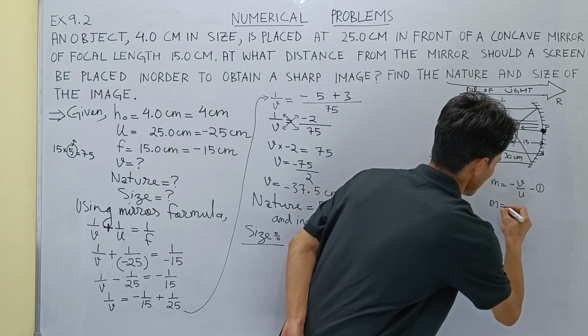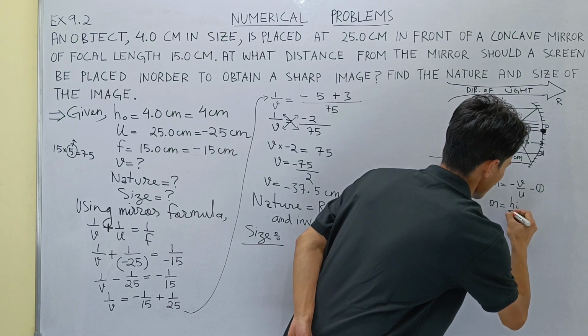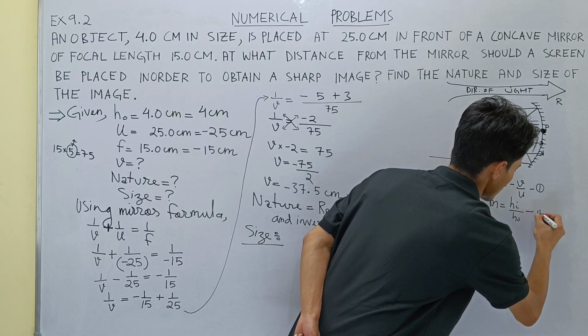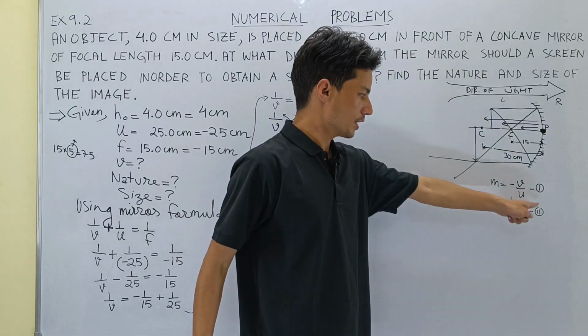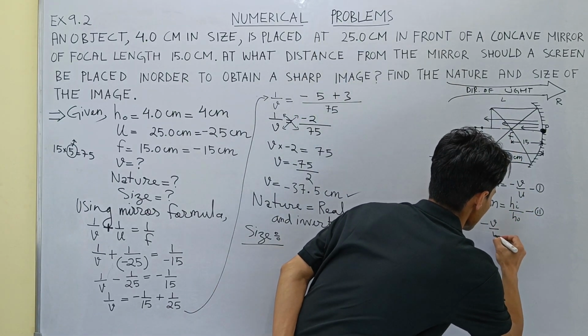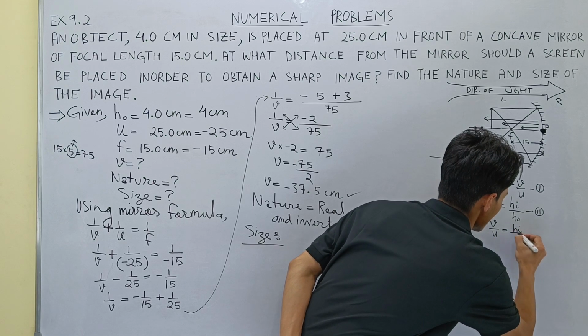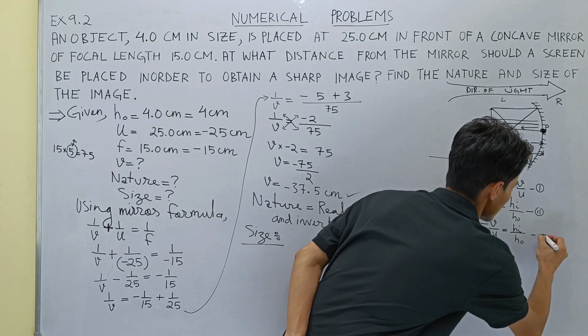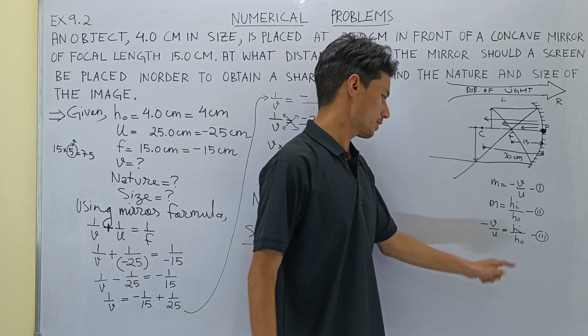We have the magnification formula equal to hi by ho. This is the second formula. From equation 1 and 2, we get another formula, which is minus v by u giving us hi by ho. This is the third formula, and we will be using the third formula.